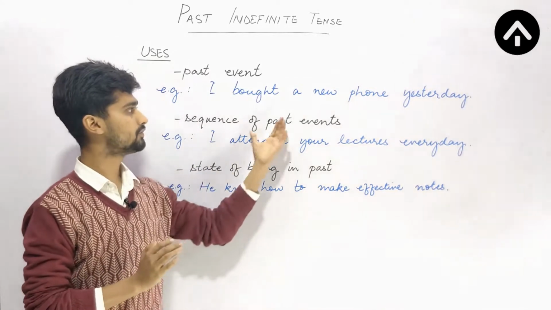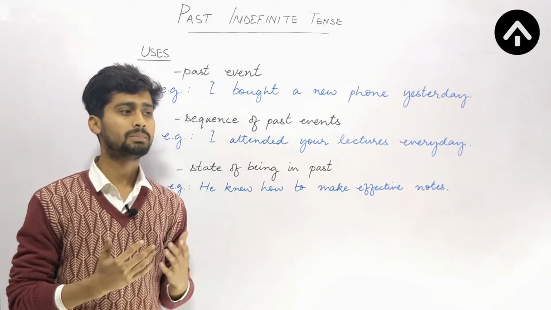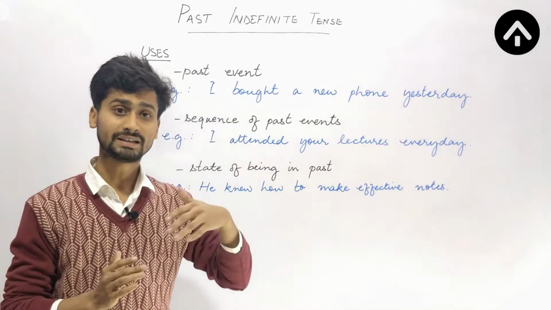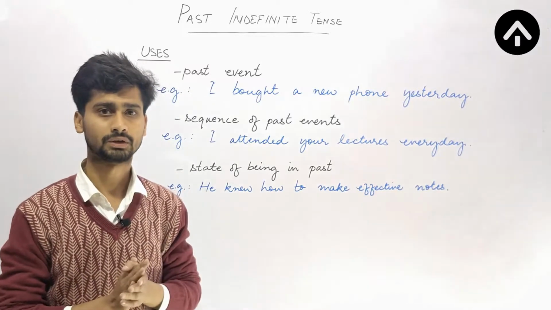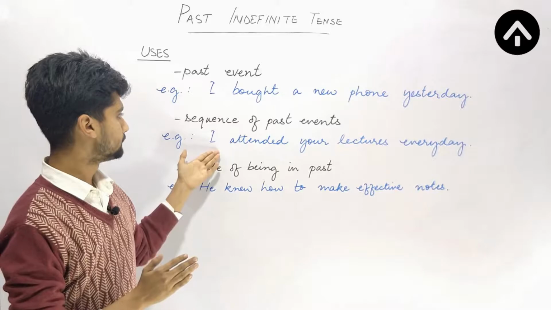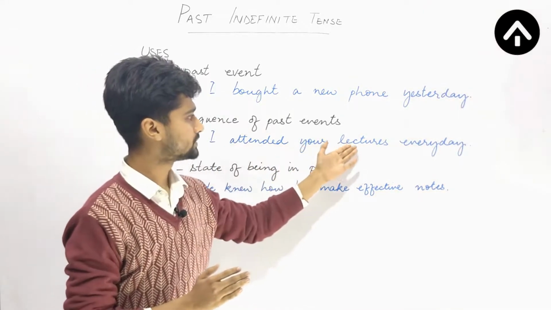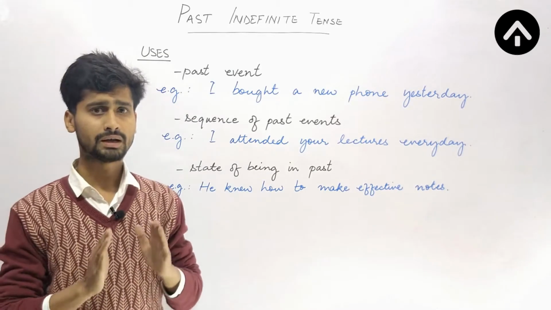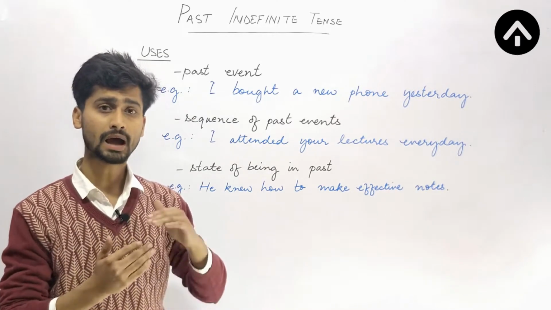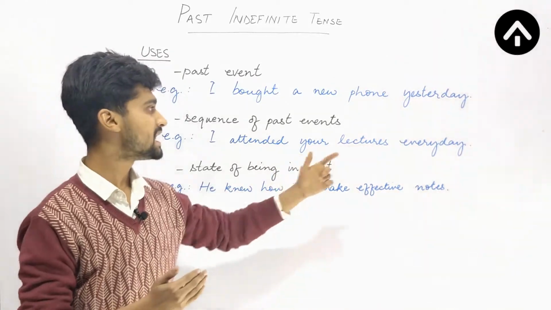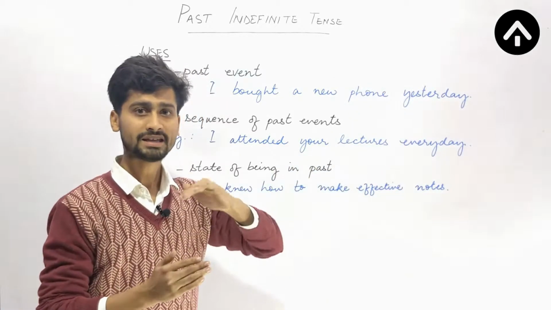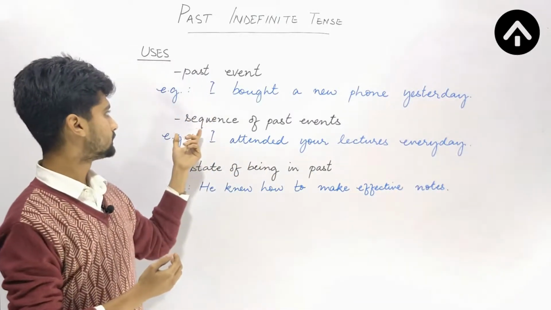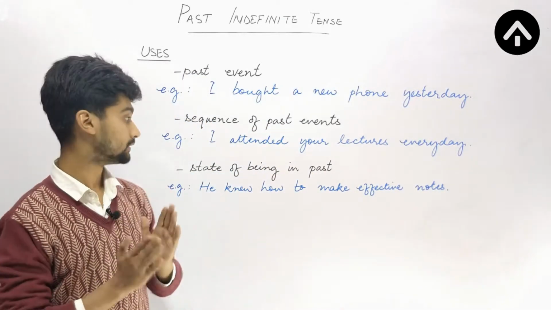Second function, sequence of past events. Here we will be talking about any event that kept on happening in past. Alright, so the example, I attended your lectures every day. Here, this example means I did not attend only one of your lectures, but I attended your lectures every day. So, I kept on attending your lectures, that means. Okay, so this is what the sequence of past events is.